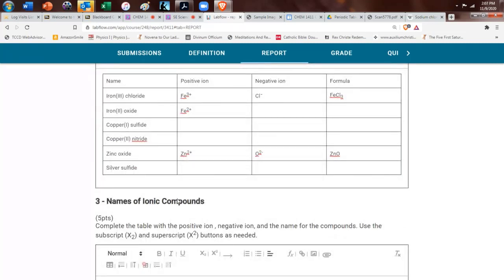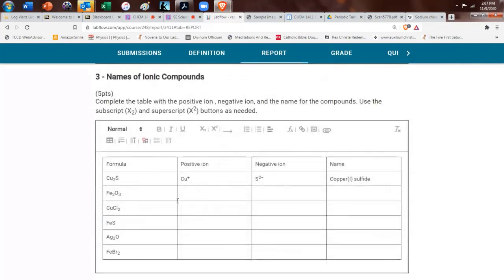Let's name some of these more challenging compounds. This is where it gets a little more tricky. You figure out the charge of the ion. That's what allows you to name these transition metal compounds. So since copper here had a plus 1 charge, I say copper, parentheses, Roman numeral 1, close parentheses, space sulfide.